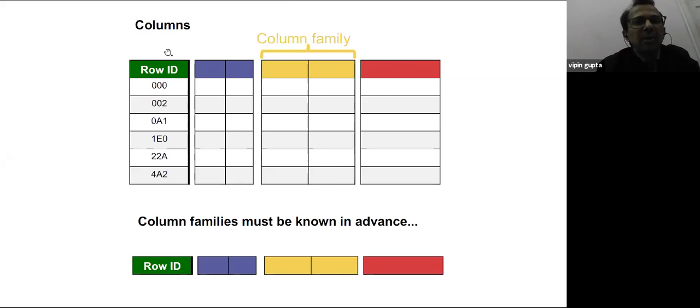And please remember, when you are creating the table, column families must be known in advance. That means if I want to keep the personal details, you have to define first that this is a column family. If you have to define the professional details, again a column family. If you have to store your habits, again a column family. So column families must be known in advance. So that is one.